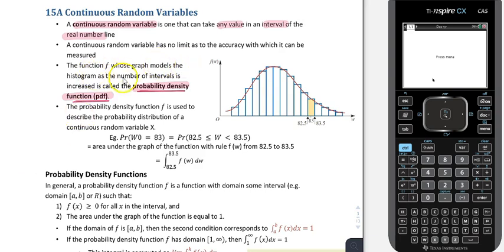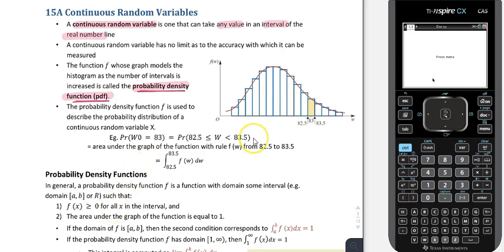A function whose graph models the histogram, so something like this. We did calculate these rectangles by hand, the area. We're now looking at actually putting a function to this. This function is called a probability density function, and there's a few criteria for that probability density function. We'll go over that in a second.